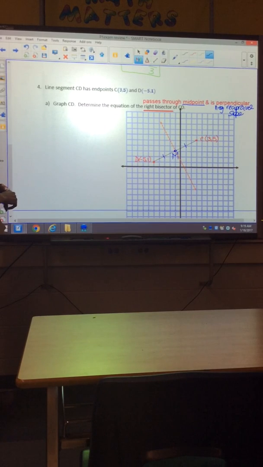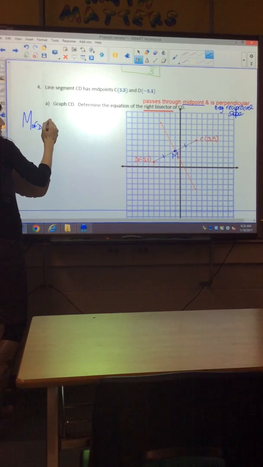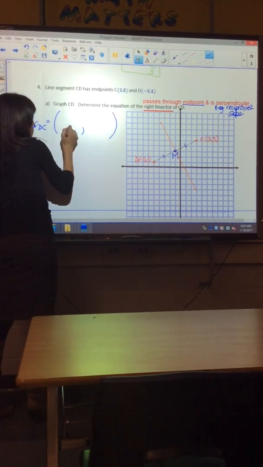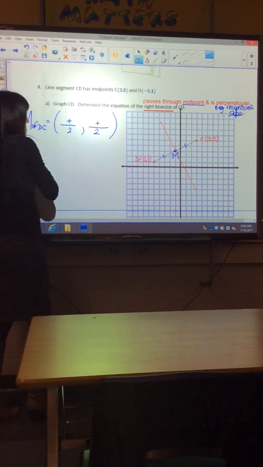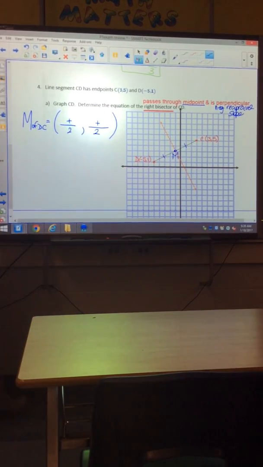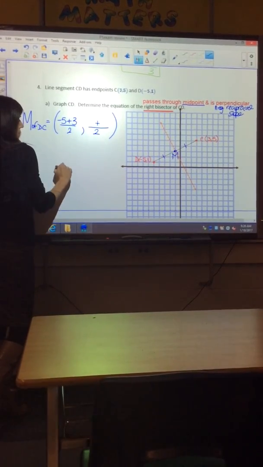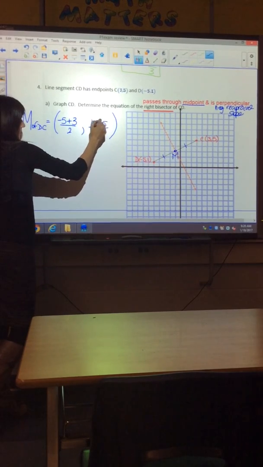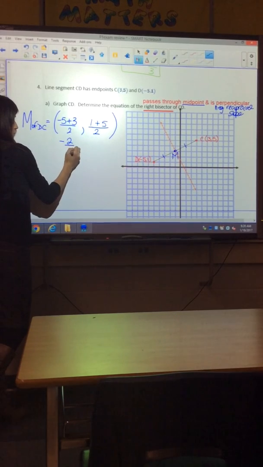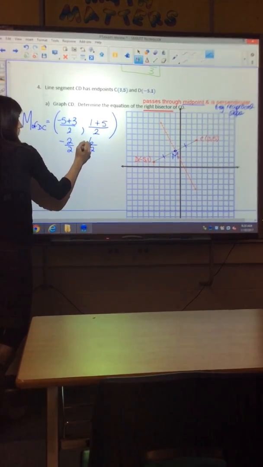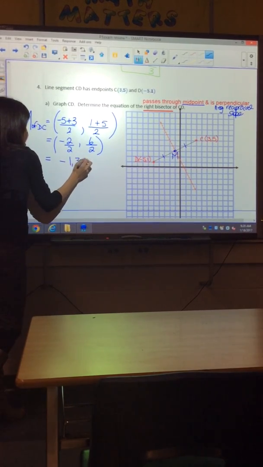I'm going to use the midpoint of DC, so let's figure that out first. Midpoint of DC or CD, same thing. Midpoint formula has me adding the two values and dividing by 2 to find the average x and the average y. So my x values are -5 and 3, the first number in each bracket, and my y values are 1 and 5, the second number in each bracket. And I'm just going to calculate it. So -2/2 and 6/2. This says that my midpoint is -1, 3.